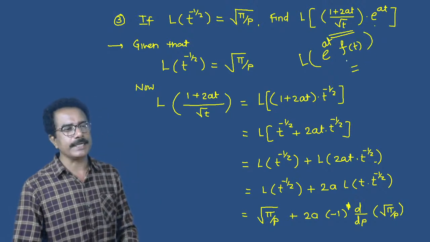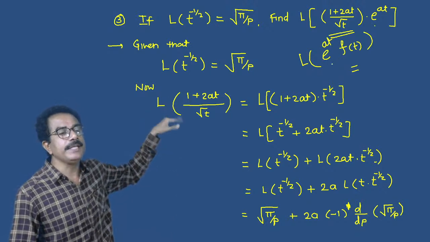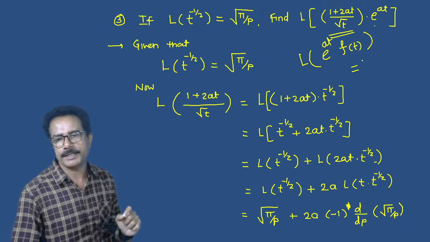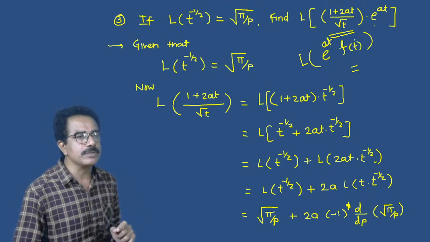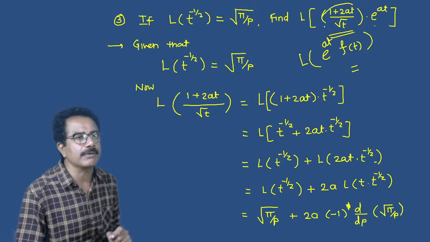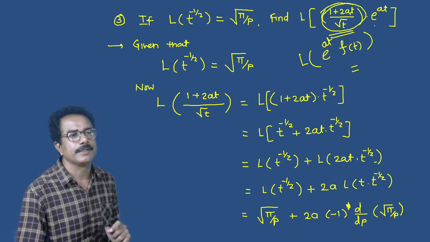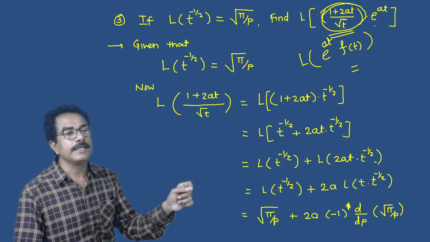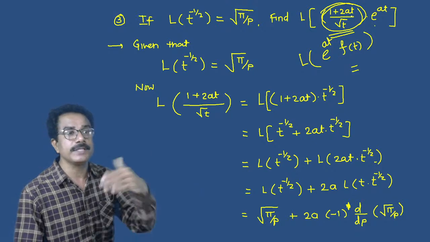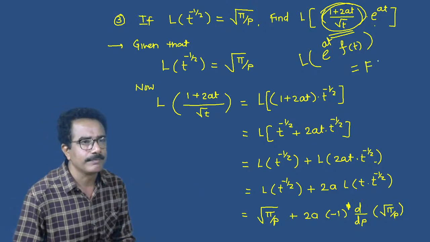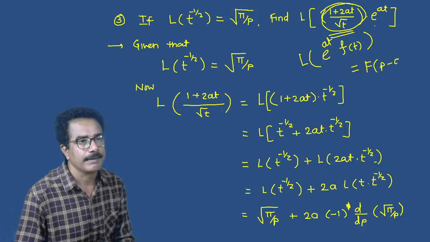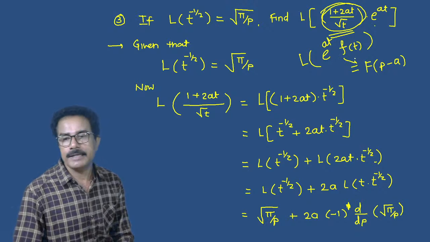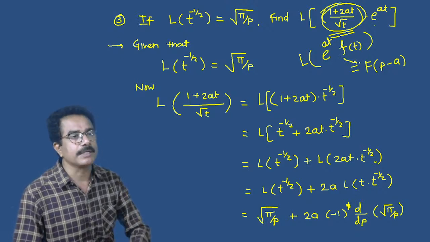And what is that, student? Tell me. Laplace transform of e raised to at into f of t, what is the formula for this? The first shifting property. We have to use the first shifting property because we have already calculated the Laplace transformation of this function. Now we have to calculate the Laplace transform of e raised to at into f of t. So we use the first shifting property, that is capital F of p minus a, where capital F is the Laplace transform of small f.